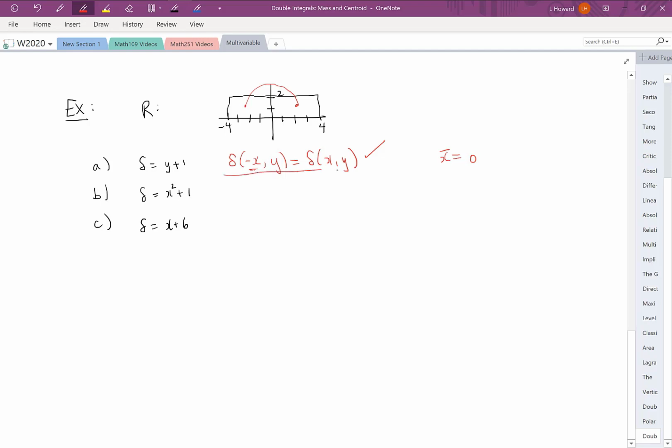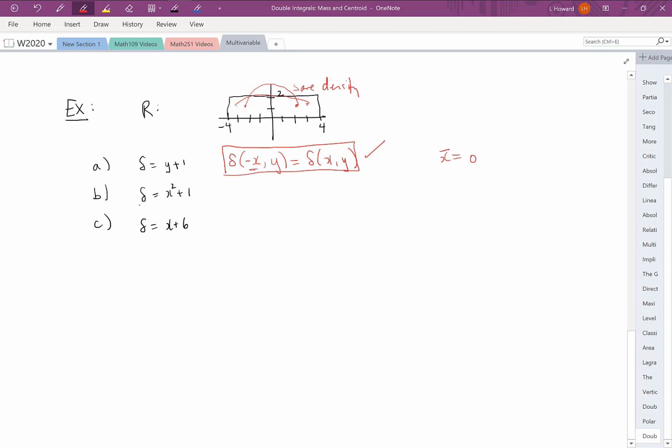So when we say this part, that is like saying geometrically these 2 points have the same density. And that's going to be true for all the pairs of points in this region. So because the region has a symmetric shape and because delta is symmetric, we know that the mass is distributed in a symmetric way, and therefore the x-coordinate of the center of mass is going to lie along that midline, which is the y-axis. So x bar is going to be equal to 0.